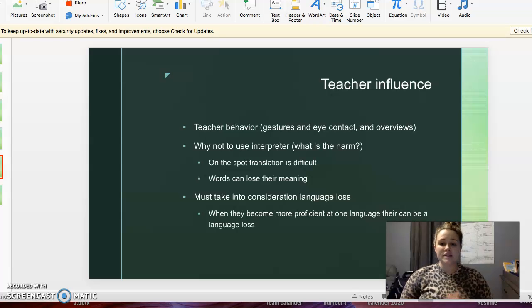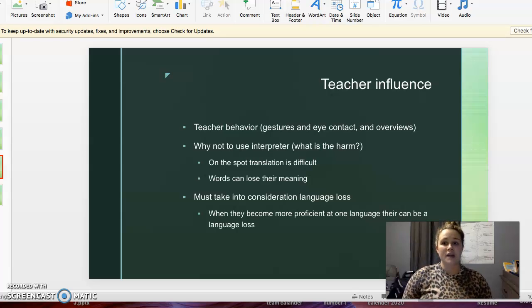So teacher influence, I wanted to add this because I personally think it is very important as an educator that we are, not that we're not biased, but that we are accepting of all students. So teacher behavior, are teachers making appropriate gestures, eye contact, talking about things that are important, giving an overview of the lesson or an overview of what we might be reading that day. So teacher behavior is super important.